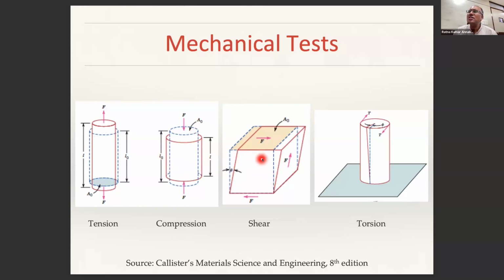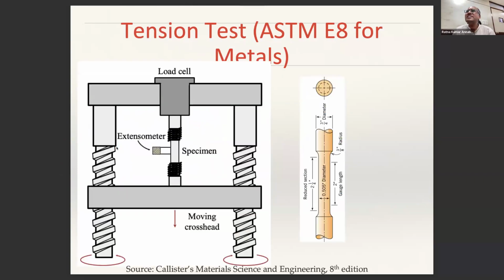And there is also shear test and torsion test. So these are all the various tests that people do in order to measure mechanical properties. In this class, we will mainly focus on the tension test. Okay. So the uniaxial tension test is very well known across the community. Mechanical engineers are definitely very much familiar with this test. There is a standard developed by the American Society for Testing of Materials. The standard is called E8. The ASTM E8 standard is for conducting uniaxial tension test for metals.